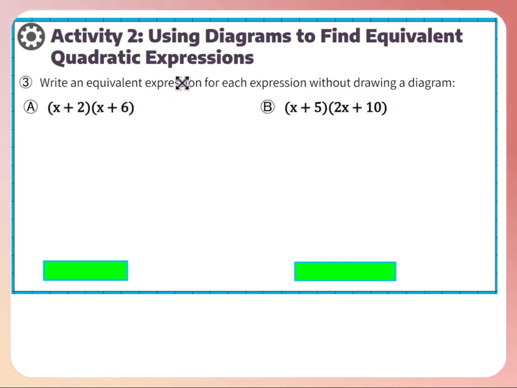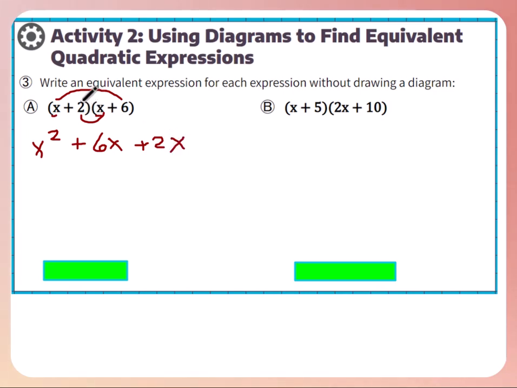All right, page 68, we're going to write equivalent expressions without drawing a diagram. So this time I'm going to refer to the first, outer, inner, last. First, terms multiplied together, x times x gives me x squared. Outer, x times 6 is 6x. Inner, 2 times x is 2x.